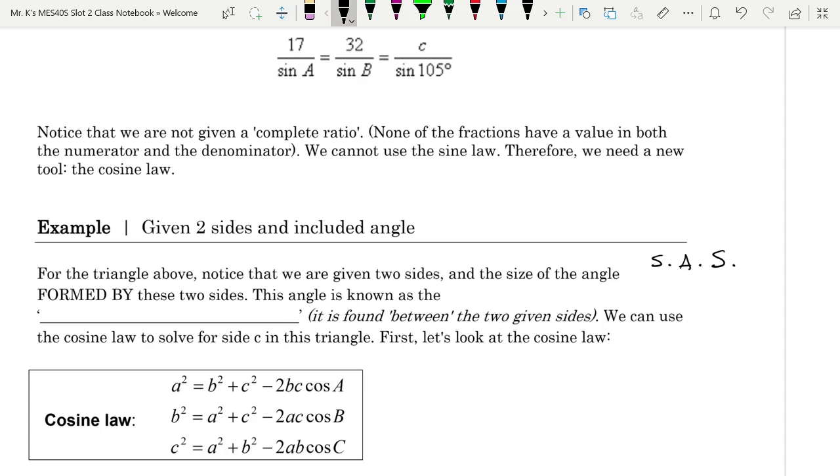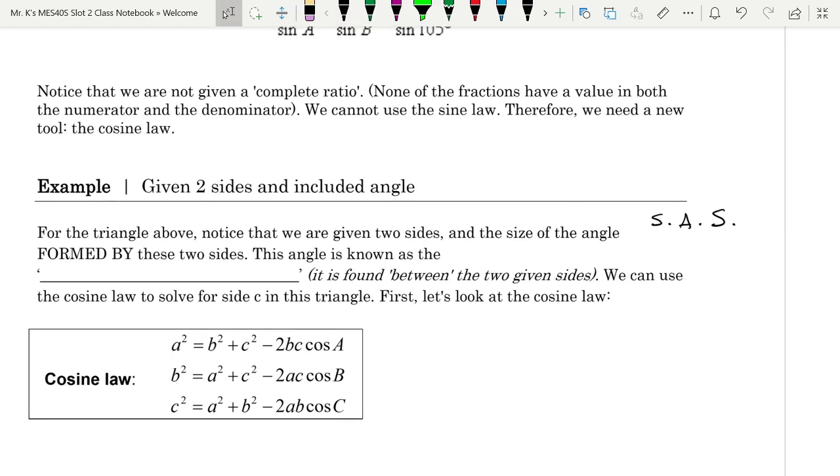Cosine law, let's finish filling the blanks here. This angle is known as the, what's the word that I want here? Oh, the included angle, meaning that it's found between the two given sides. And we can use the cosine law to solve for side C in this triangle.